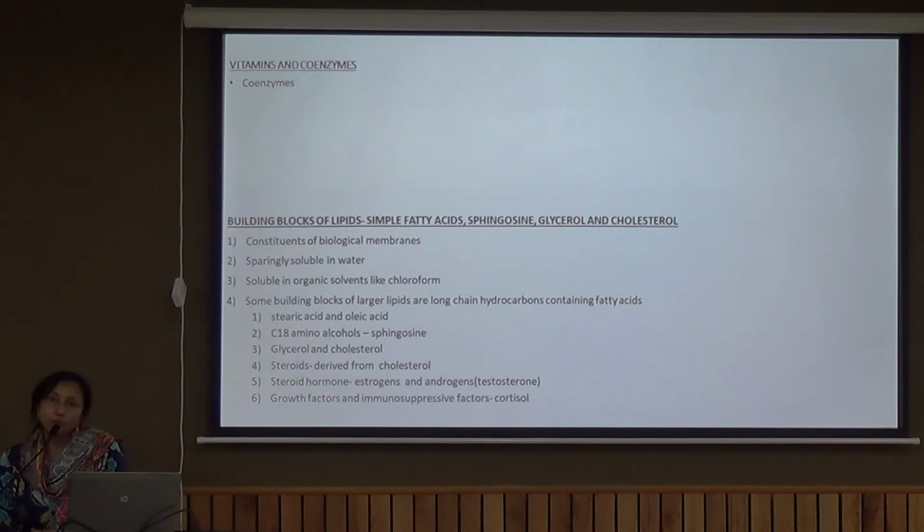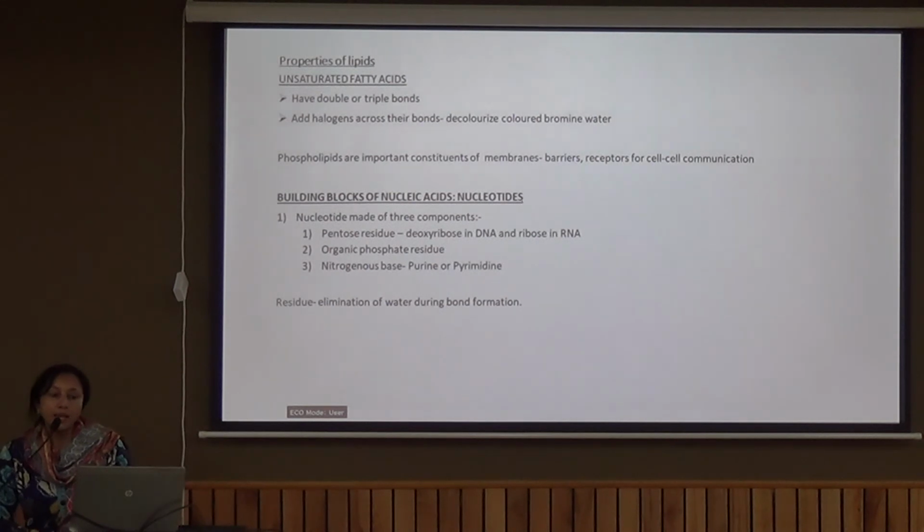Steroids, they are derived from glycerol. Steroid hormones: estrogen, androgens, testosterone. Growth factors and immunosuppressive factors like cortisol. Across their bonds, they decolorize the colored bromine water. Why is the bromine water decolorized? Because the halogens are added across the double and the triple bonds. Phospholipids are important constituents of membranes. They act as barriers and receptors for cell-to-cell communication.